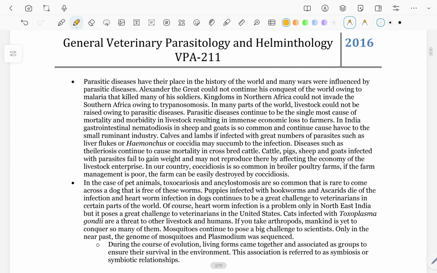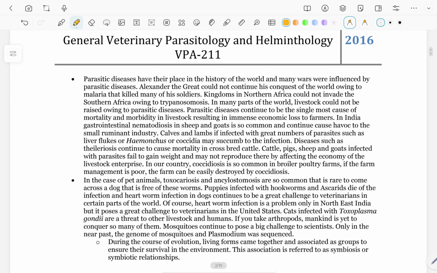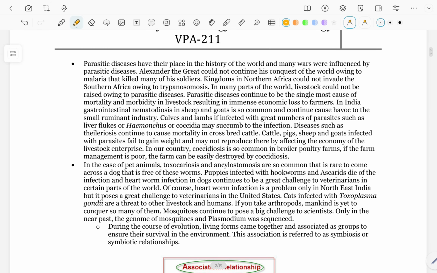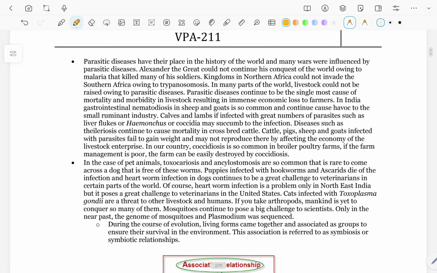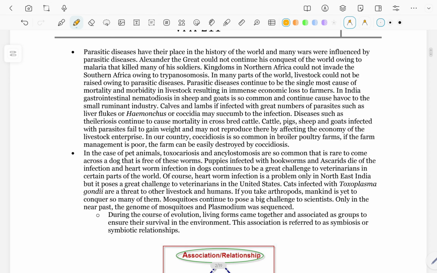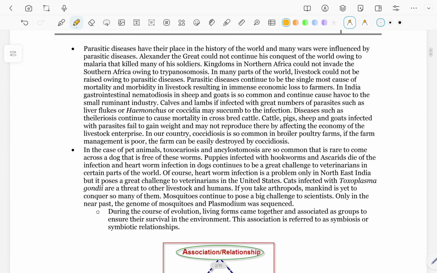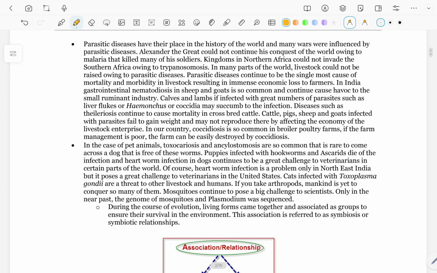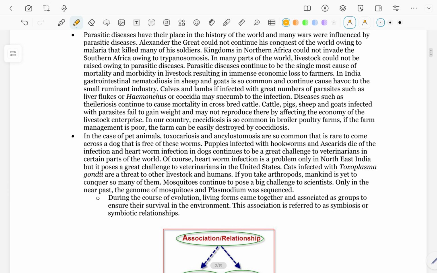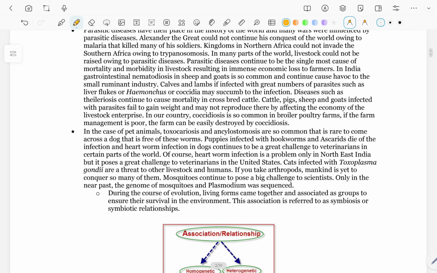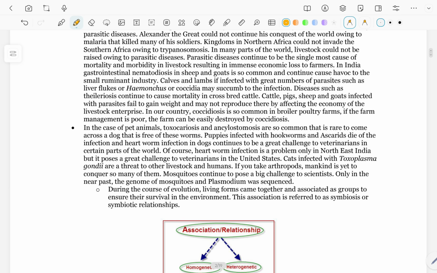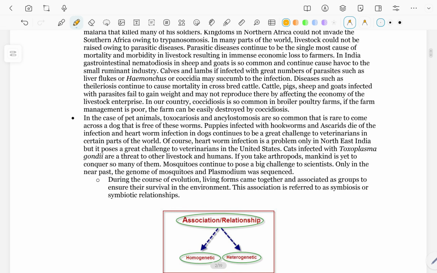Parasitic disease continue to be the single most causes of mortality and morbidity in livestock, resulting in immense economic loss of farmers. In India, gastrointestinal nematodiosis in sheep and goat is so common and continue cause havoc to the small ruminant industry. Calves and lambs, if infected with great numbers of parasites such as liver fluke or Haemonchus or coccidia, may succumb to the infection. Diseases such as theileriosis continue to cause mortality in crossbreed cattle.